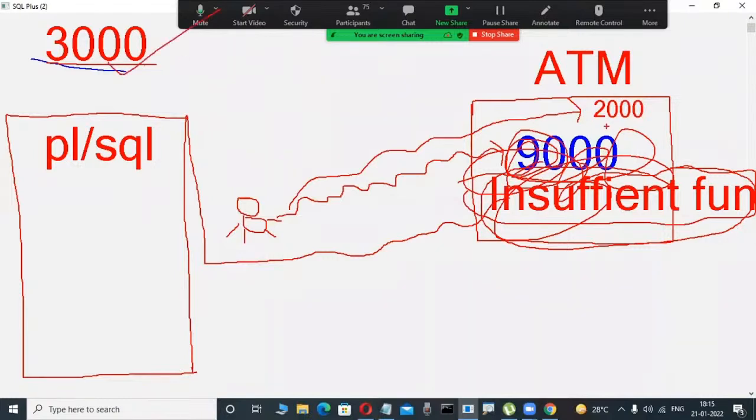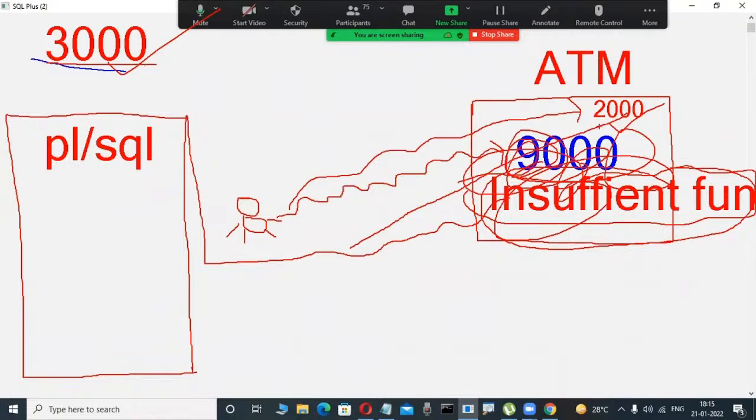Yes, I try to retrieve 2,000, which is less than the 3,000 balance. That's why this withdrawal is possible. We are withdrawing the money, 2,000, possible in this example.